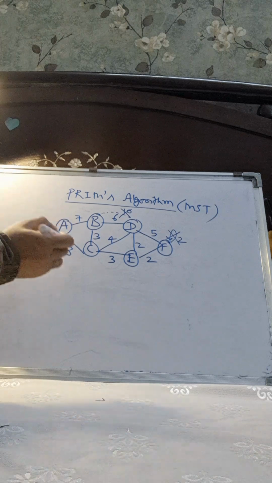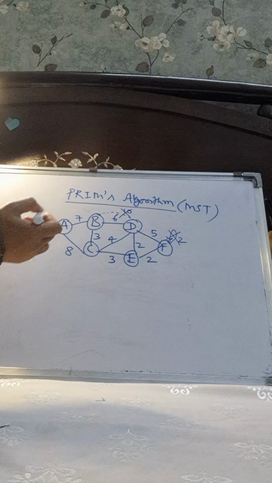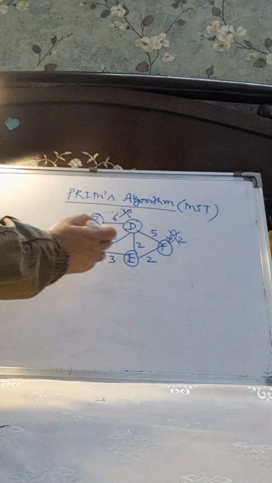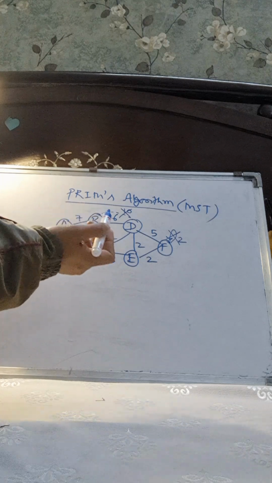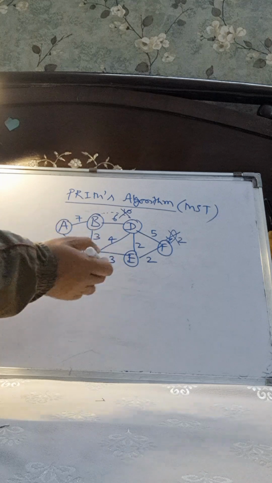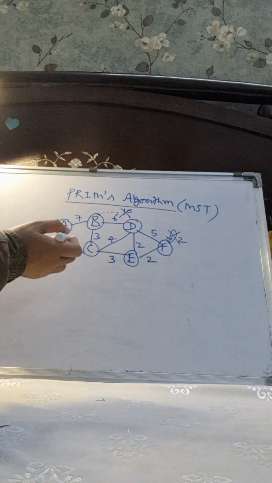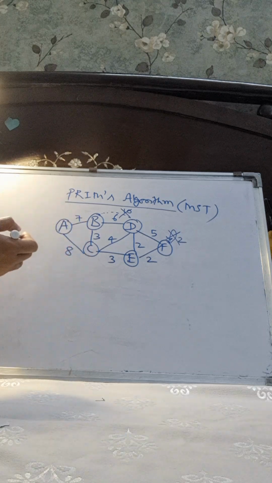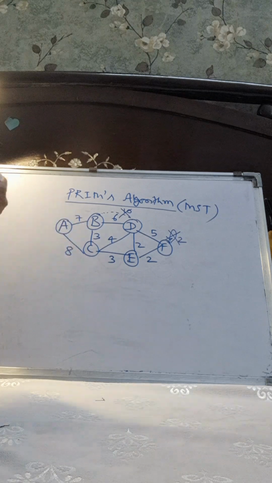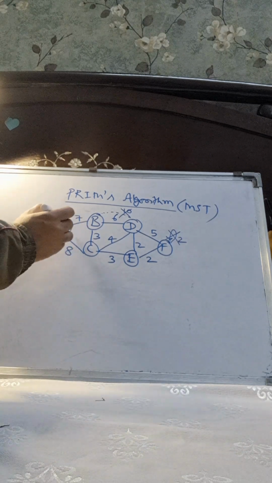What Prim's states is that you can start from any particular node. This method does not start from the minimum cost edge, which is what happens in Kruskal. In Kruskal, we always pick edges in ascending order of cost, so whichever edge is lowest in cost, we pick that edge first. But here we can start from any particular vertex. So let's say we have started with vertex A.